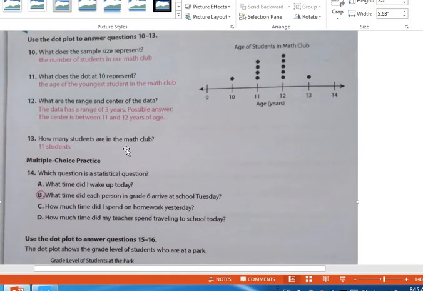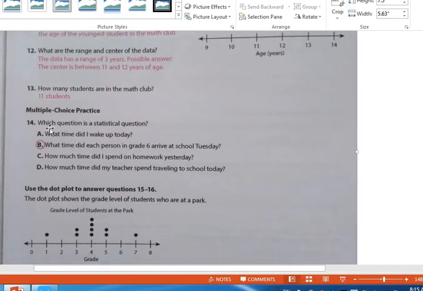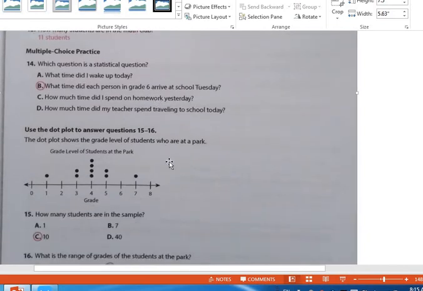How many students are in math club? I will count all the dots here: 1, 2, 3, 4, 5, 6, 7, 8, 9, 10, 11. So 11 students. Okay, multiple choice. Which question is a statistical question? What time did I wake up? What time did each person in grade 6 arrive?